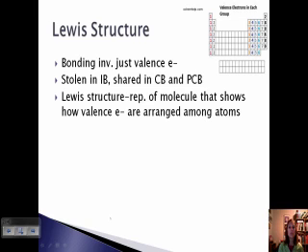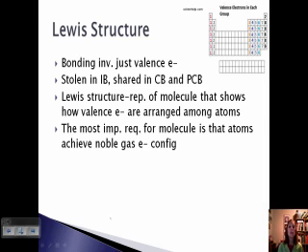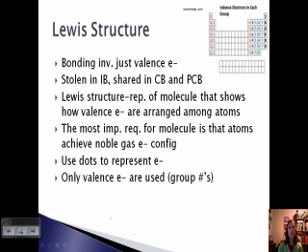So a Lewis structure is a representation of a molecule that shows how the valence electrons are arranged among the atoms. So it shows how those electrons are used. The most important requirement for any molecule is that the atoms achieve noble gas electron configuration. And we talked about this in section 4 and 5. And that's going to apply to Lewis structures. To represent the electrons, we're going to use dots. Really creative, I know. And only valence electrons are going to be used.